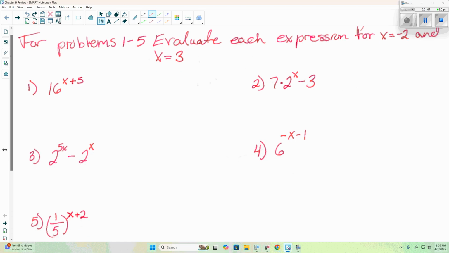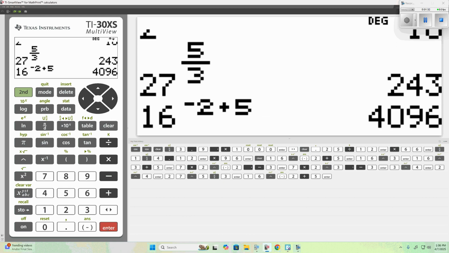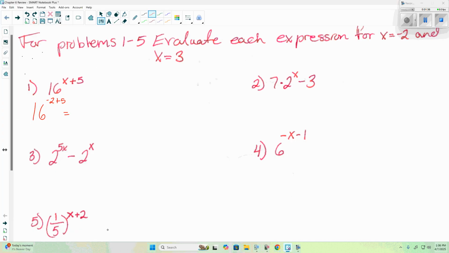So if we look at problem number 1, we can start off with -2. So we're trying to find out the value of 16 to the -2 plus 5. At this point, we can grab the calculator and say 16 to the -2 plus 5 is 4,096.